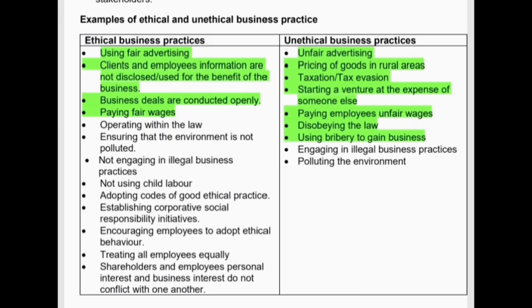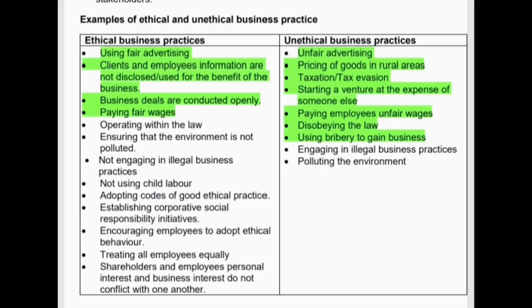Now we go to the examples of unethical business practices. Number one, unfair advertising. That shows that the business is unethical. Number two, pricing of goods in rural areas. It is unethical behavior whenever you go to a rural place where you know that people are living underprivileged, they don't have money, but you go there and start to put high prices.